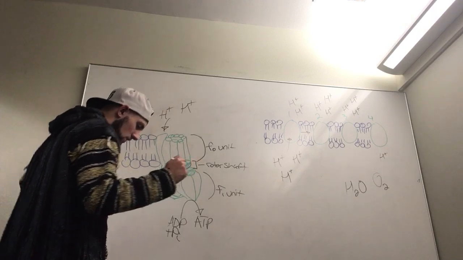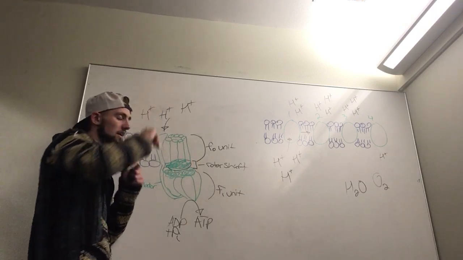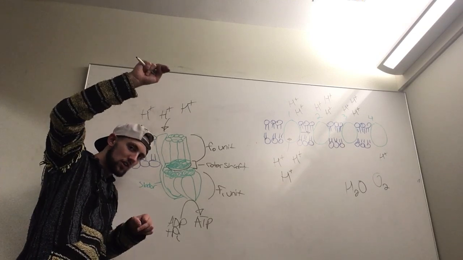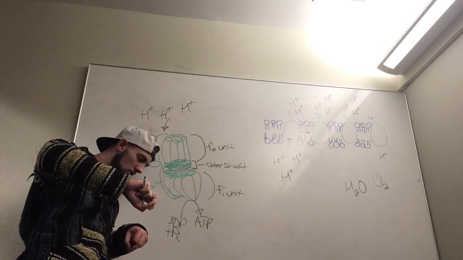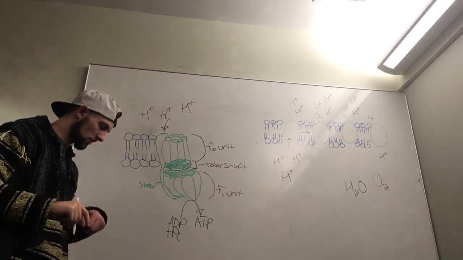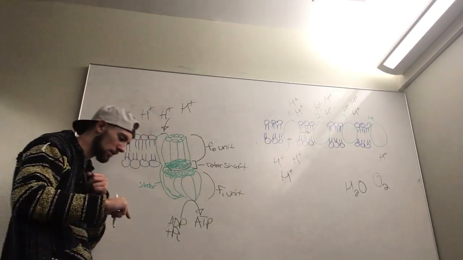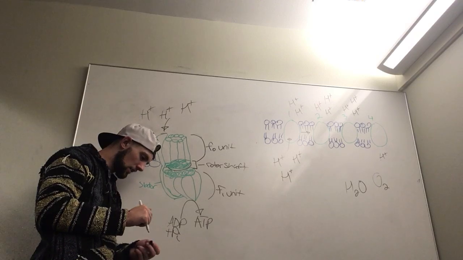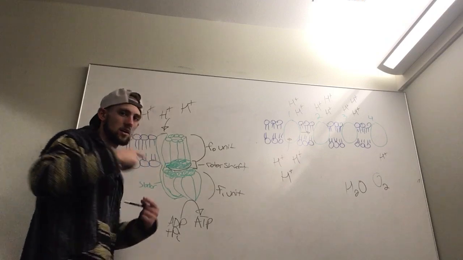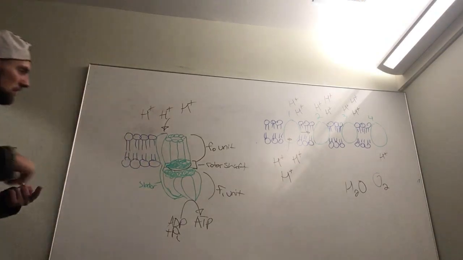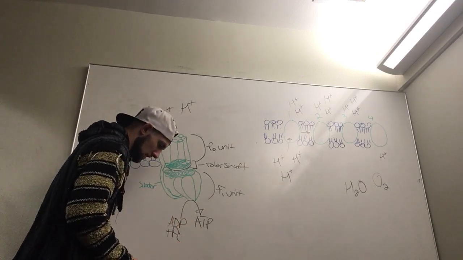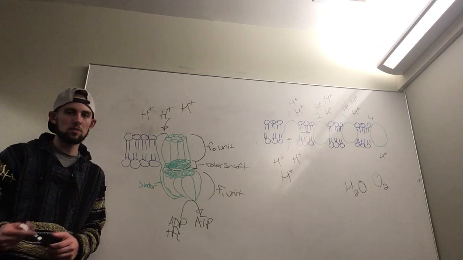Now, like I said, the H positive ions go down their gradient from high concentration in the IMS through a pore that's right here. Okay, there's a pore, and because it can't go through the phospholipid bilayer, it goes through the ATP synthase, and that's what causes the spinning of both the F0 unit and the rotor shaft, and then it's going to spit out ATP. So that's how ATP is created.